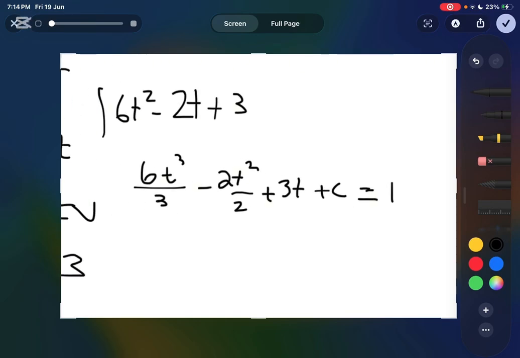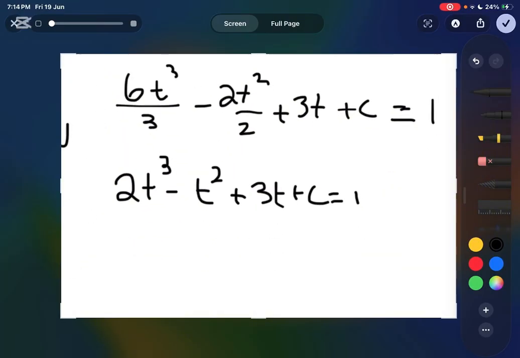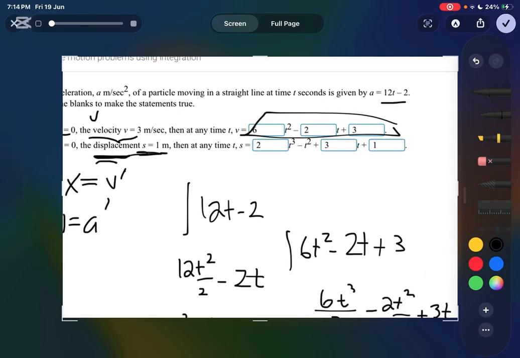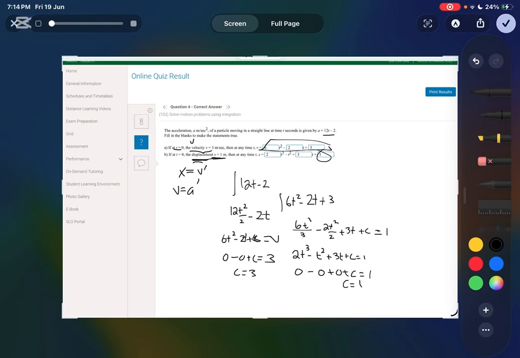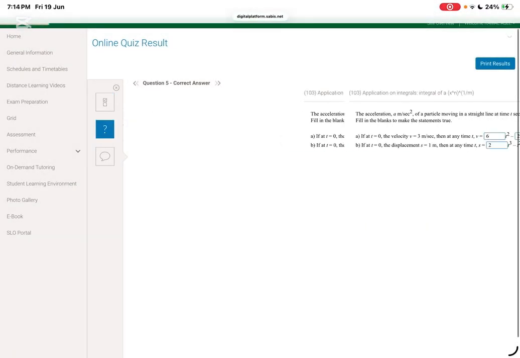So this one here basically is 2t^3 minus t^2 plus 3t plus c is equal to 1. At t equals 0, so 0 minus 0 plus c is equal to 1. So c is equal to 1. So the last one will be 1. Exactly. Okay, moving on to question number 5.